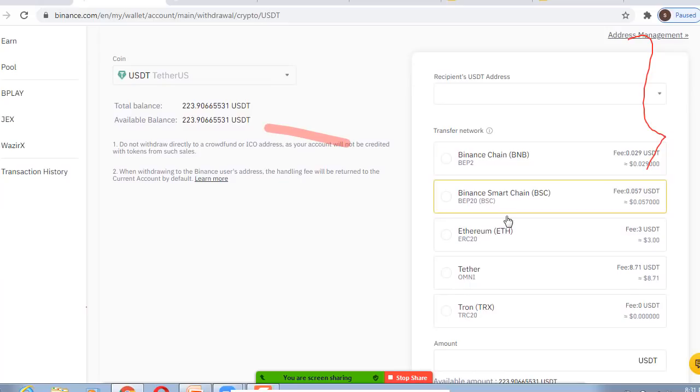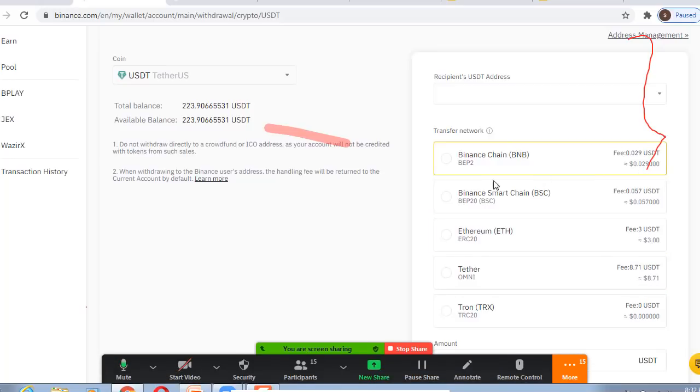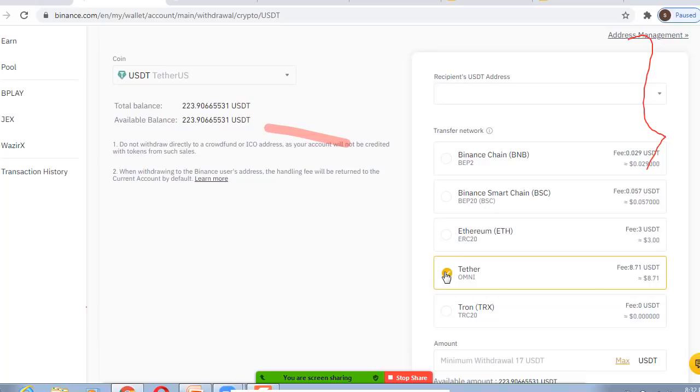Now, one thing you have to do is select the network. You ask the person which network. If it is TRX, remember TRX has zero fee. If it is Theta, which is the common one, it is $8 fee. You see other fees here. So you basically have to define the network for the address. You choose the network, but most times it's always Theta network.